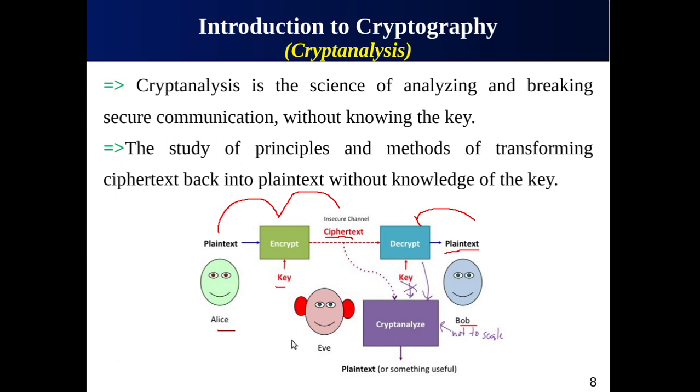Now here we have Eve, the dirty guy, and he wants to break this communication without knowing this key. This key is only known to Alice and Bob. Eve does not have information about that key, but still he or she will try to break this communication without knowing the key by using a process which is known as cryptanalysis. So he will do some sorts of attack in order to decrypt this ciphertext without knowing the key.